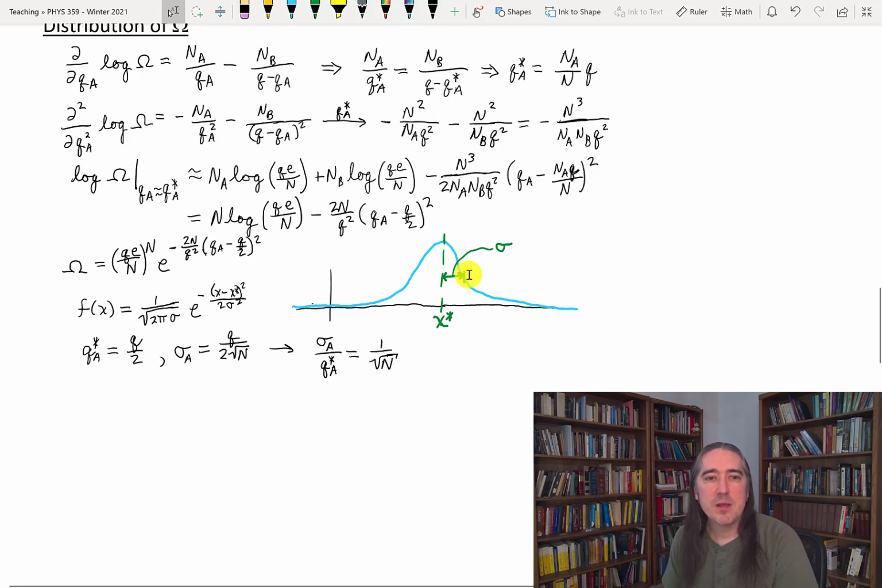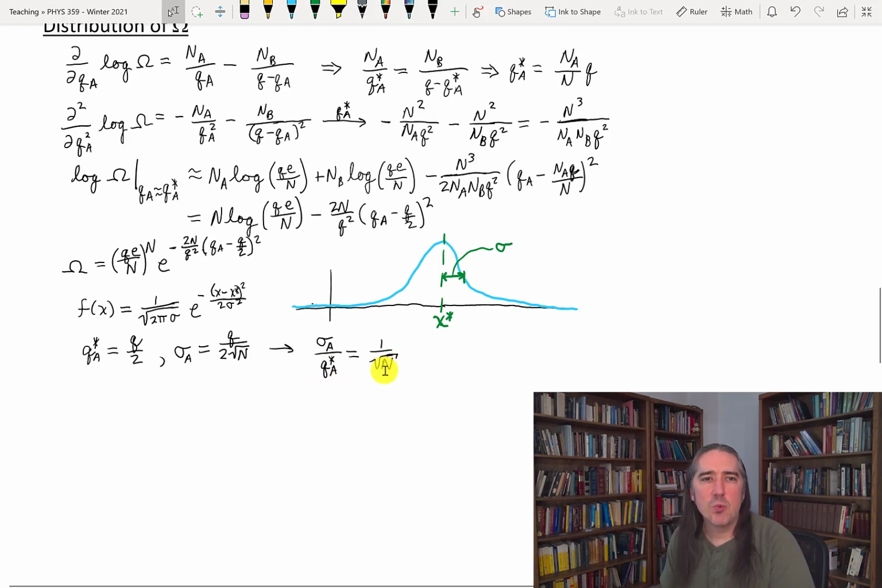So if we compare this to this form, we can pull out the value of q star, which we already know. qa star is q over 2. And sigma a is q over 2 root n. Now, q by assumption here is much bigger than n, so q over root n is a very big number. But q over 2 is a much, much bigger number. So they differ by square root of n. Said mathematically, the width divided by the position of the peak is 1 over root n.